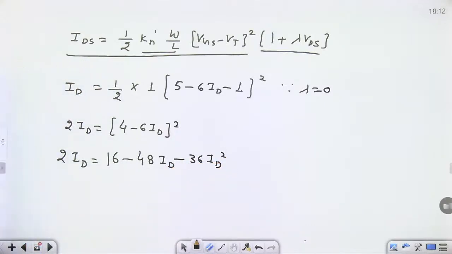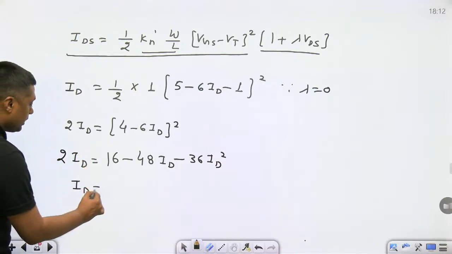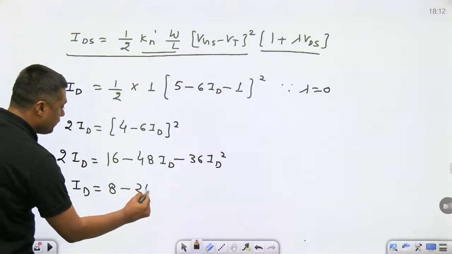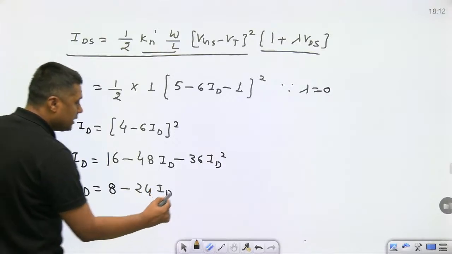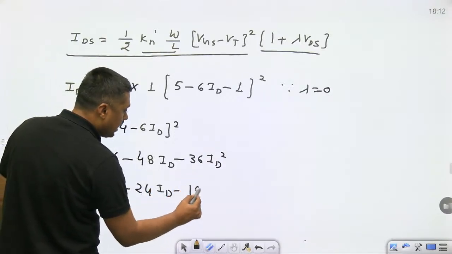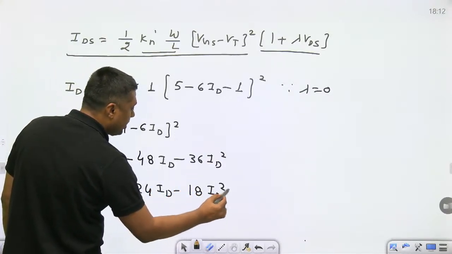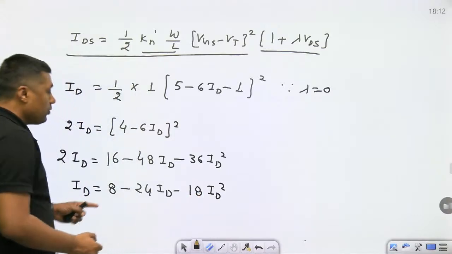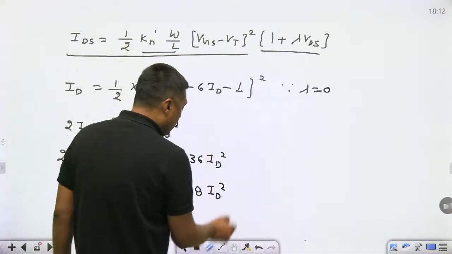Now if you want, you can divide it by 2. It will become ID, it will become 8, it will become 24 ID, and it will become 18 ID square. It is divided by 2, and that is the equation. Now you can arrange it. You will get a quadratic equation here.